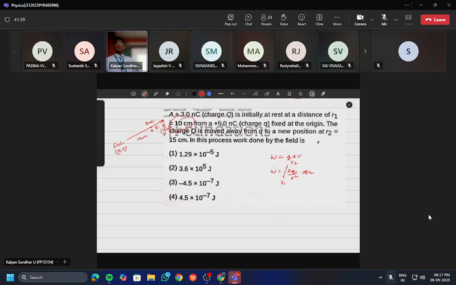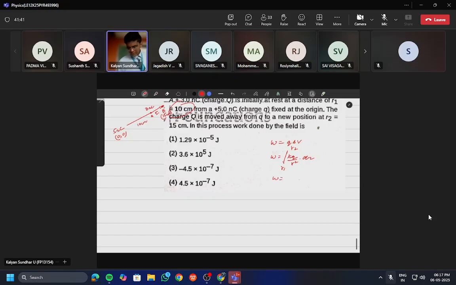So W will be equal to KQ by the R value. Yes sir, it will be opposite. Actually, the potential we are finding is the work done in bringing a charge against the electric field. But here they are asking for work done by the electric field. So whatever value you get here, the opposite will be the answer. If it comes minus here, this will be the plus value. Bringing from here to here gives plus, so what the electric field does in the opposite direction will be a negative value.